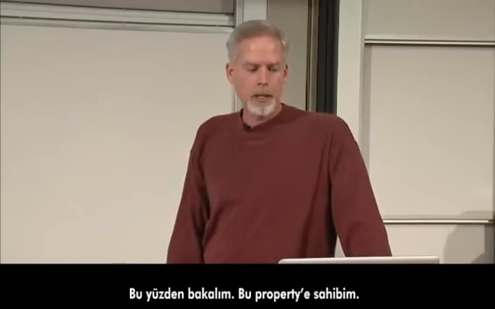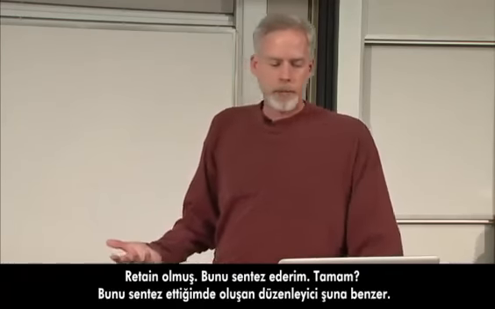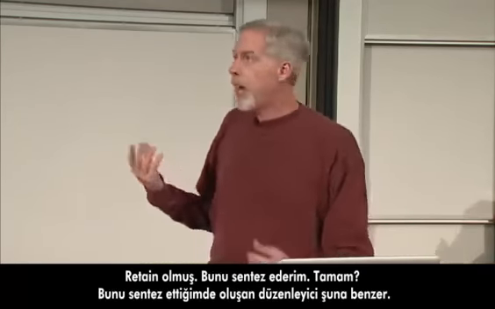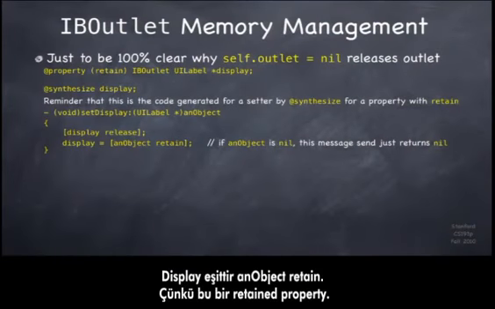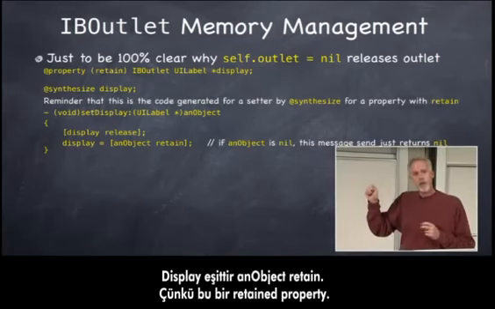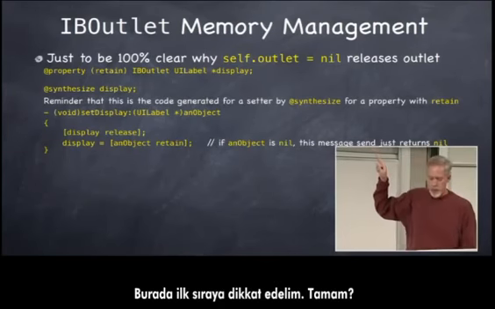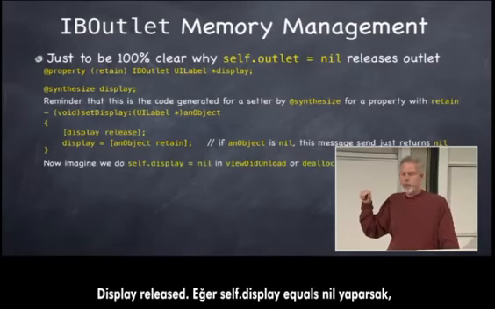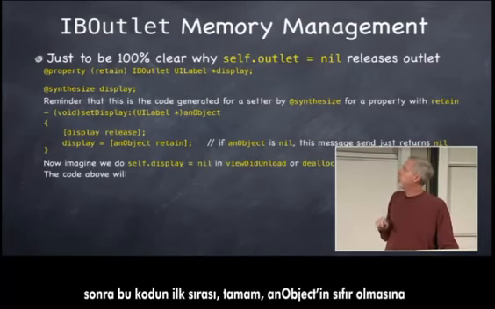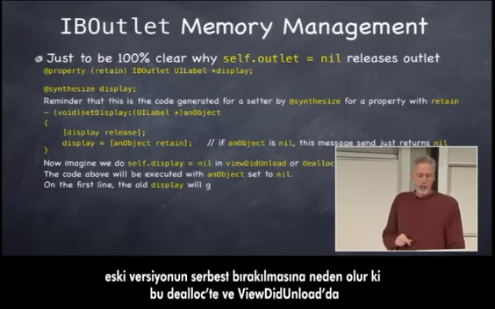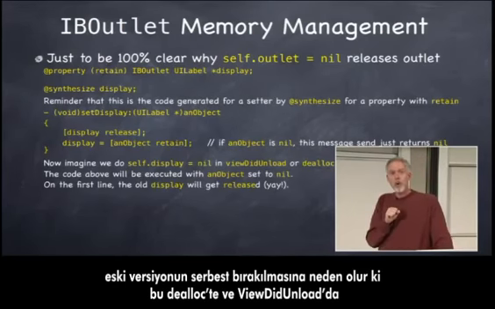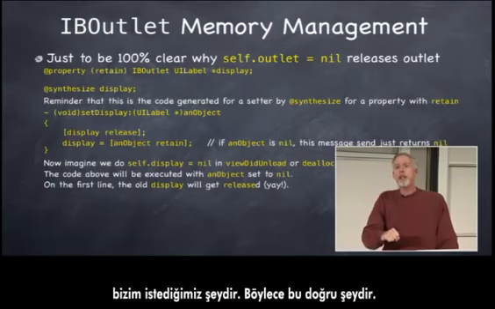So I have this property, it's retained, I synthesize it. When I synthesize it, the setter that gets created looks like this. You'll remember this from last lecture, right? Display release. Display equals an object retain. That's because this is a retained property. But notice that first line right there: display release. If I do self.display = nil, then that first line of code will release our old version of display, which is exactly what we want in our dealloc and our viewDidUnload. So it's doing the right thing.